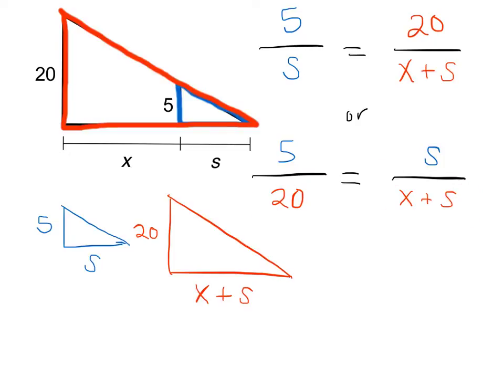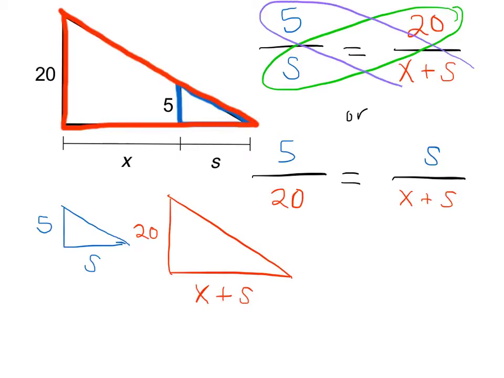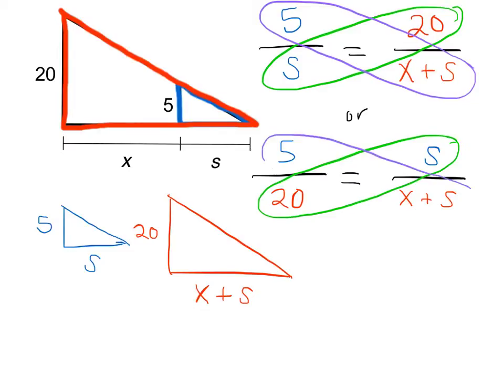The beauty about proportions is that when you go to solve a proportion, the skill or the technique is just simply cross-multiplying. If you cross-multiply S times 20, and 5 times the quantity X plus S, what's cool is in the other proportion, it's the same thing. 20 gets multiplied by the S, and the 5 gets multiplied by the quantity X plus S. So again, it really doesn't matter which one you chose, they're both good.